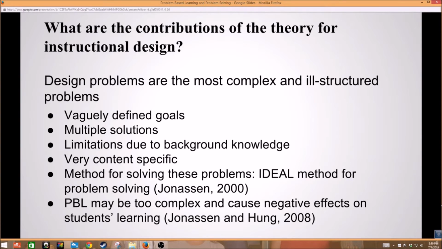What are contributions of the theory for instructional design? Well, design problems are the most complex and ill-structured problems. So these have vaguely defined goals, maybe multiple solutions, and limitations due to background knowledge. It's also very content specific. There are also methods for solving these problems, including the IDEAL method for problem solving. And PBL may be too complex and cause negative effect on student learning if it is too complicated and they don't have the proper background knowledge.